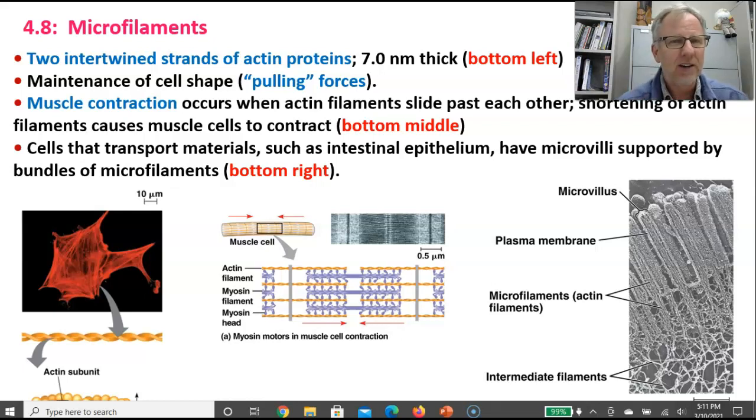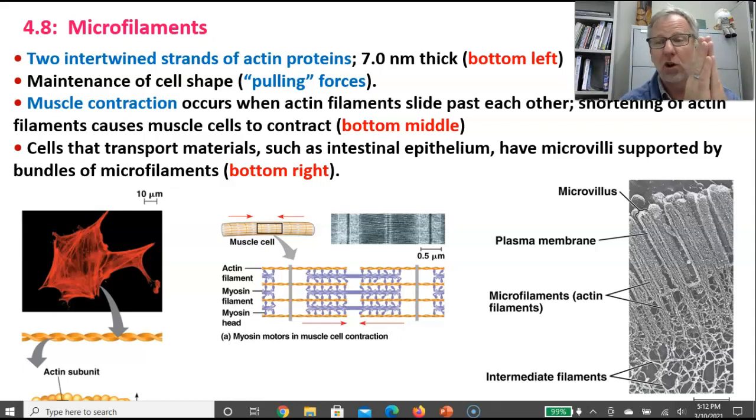A last point here is that microfilaments are also found in little tiny projections coming off of some cells, like the epithelial cells in your small intestine. And those little finger-like projections are called microvilli. And each microvillus has microfilaments inside of it, crisscrossing, that help to make the microvillus stand up straight so it doesn't flop over. So you can see that in the image on the bottom right.